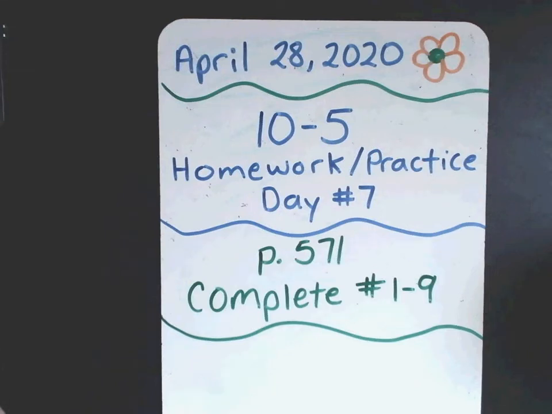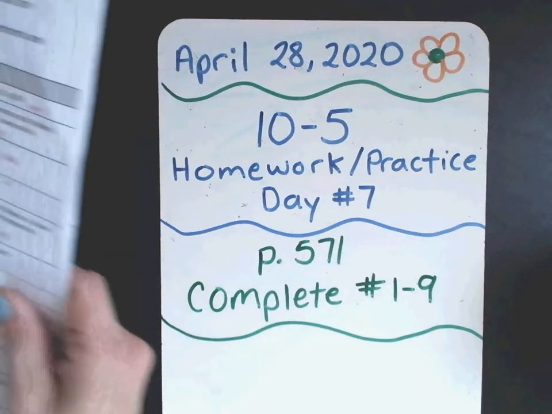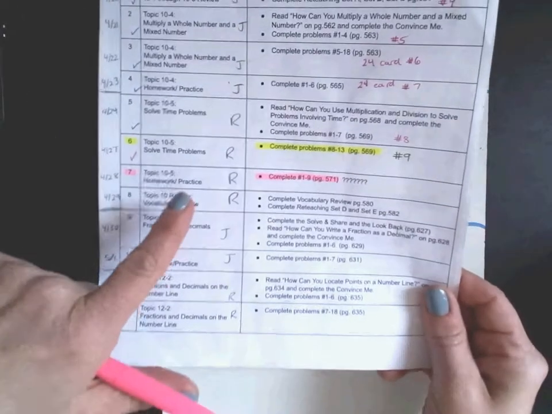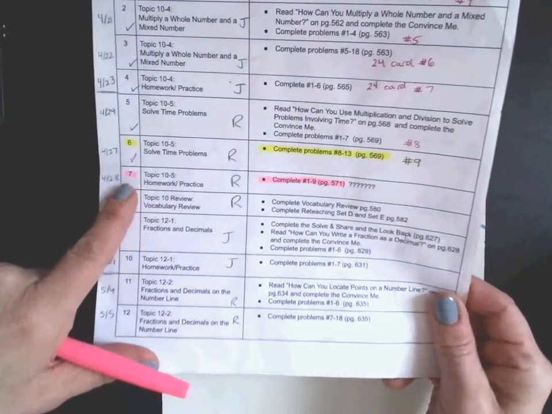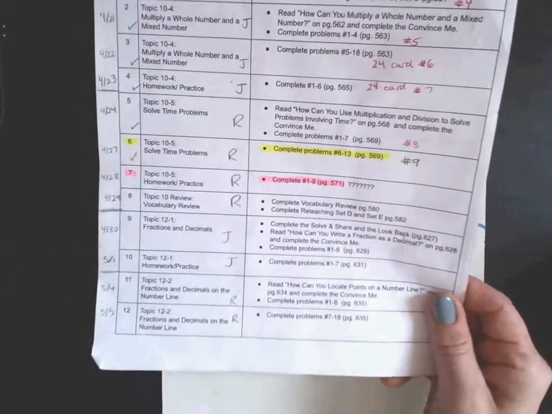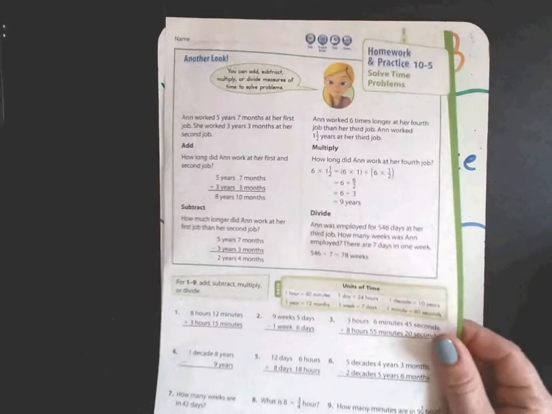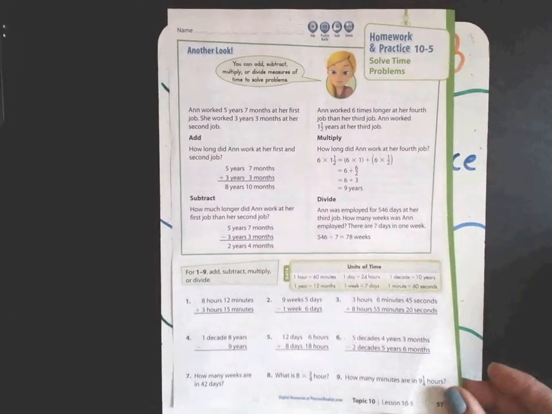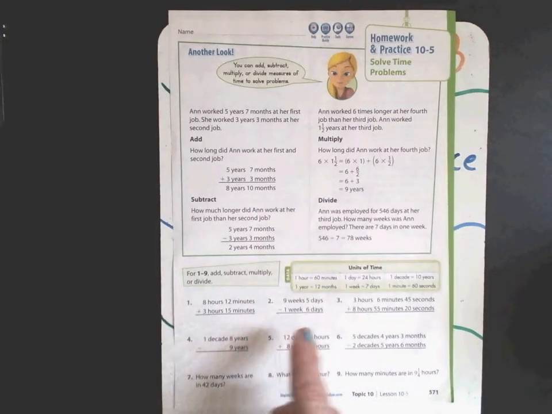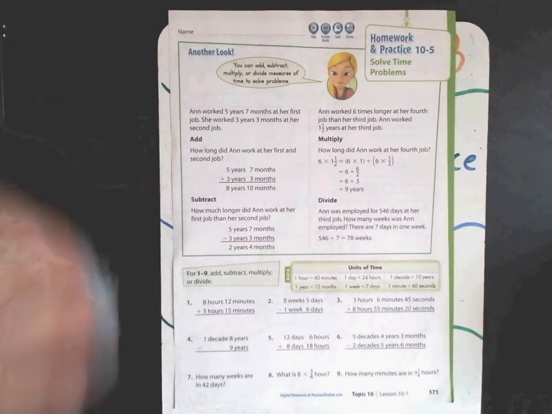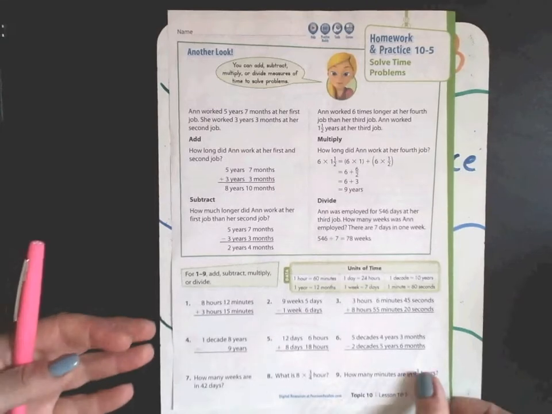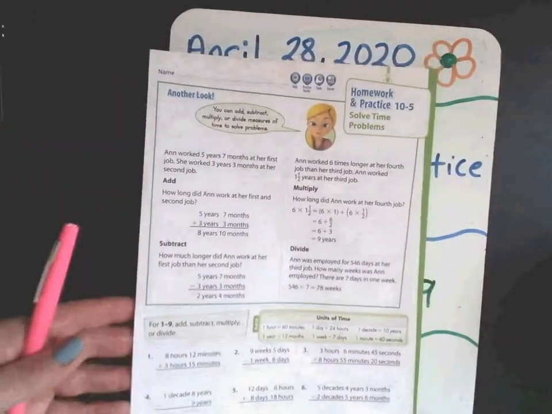I do want to show you, if you're following the contingency packet, we are on this pink highlighted day, so it's day number 7. So that's where we are from this packet, and this is what your page should look like. I don't think they gave us enough room down here, so I did rewrite the problems on lined paper, so hopefully you'll be able to see my explanations better. But let's go ahead and take a quick peek at the another look, because they do give you some examples in there.